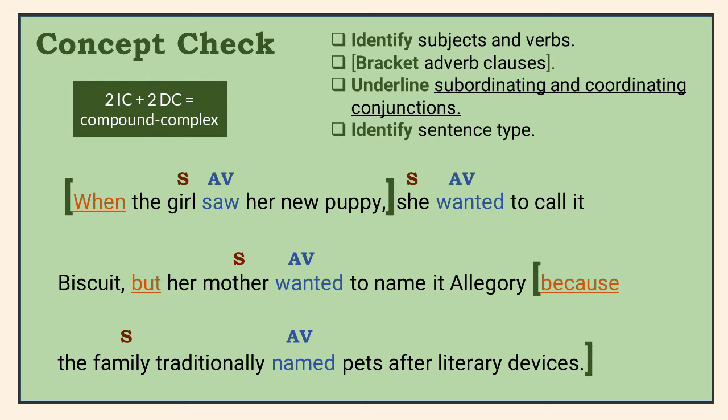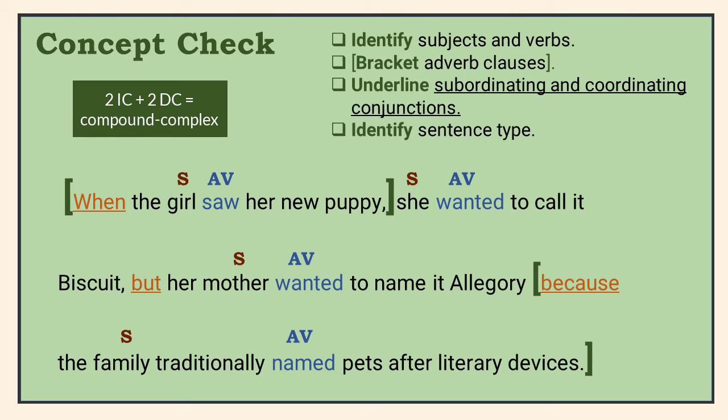The sentence contains two independent clauses. Therefore, the sentence type has to have compound in it. She wanted to call it biscuit, but her mother wanted to name it allegory. The two independent clauses are joined by the coordinating conjunction but, so we need a comma in front of it to avoid a run-on. The sentence begins with an adverb clause, when the girl saw her new puppy.